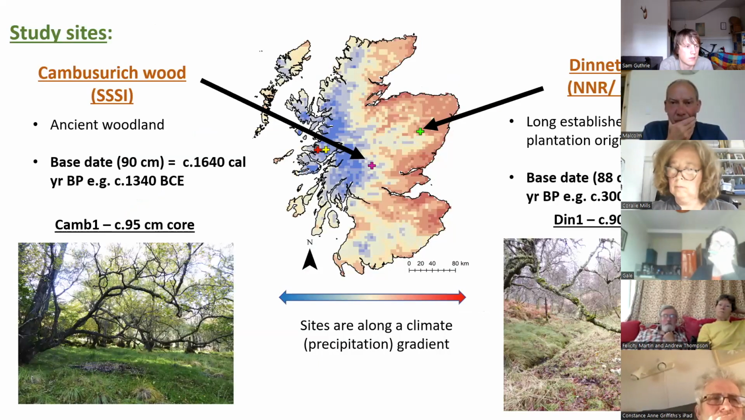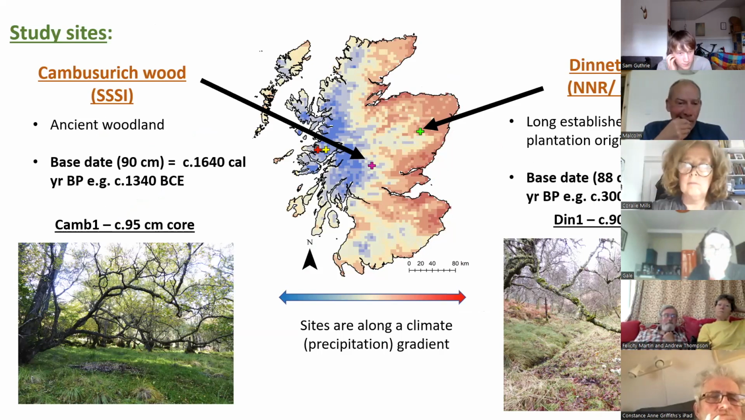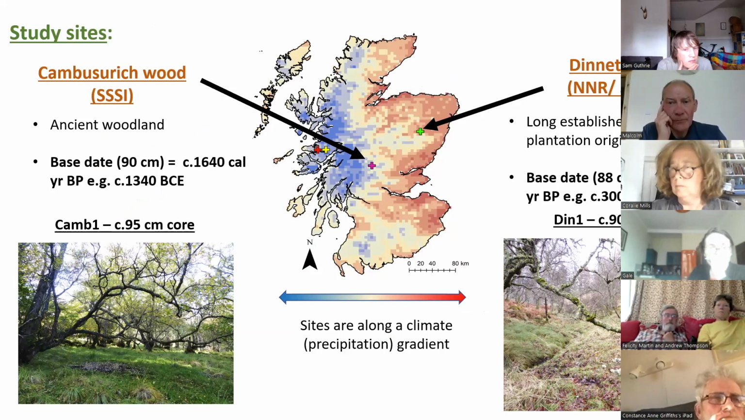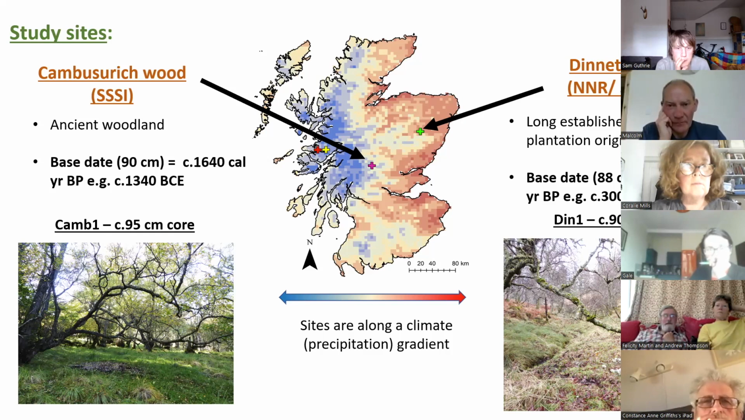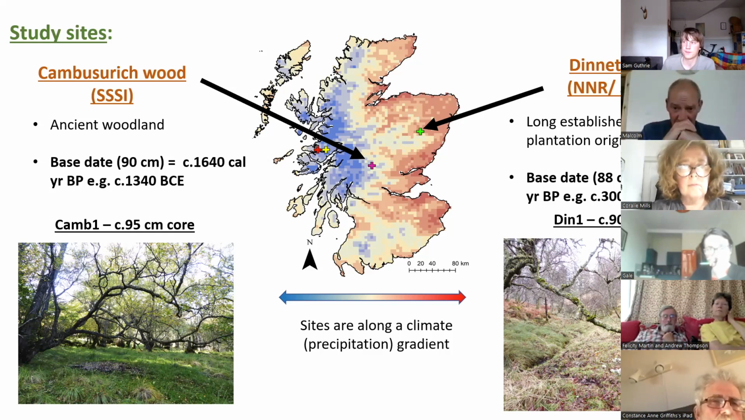The bits highlighted in bold here are the results of radiocarbon dating. This is just telling us the age of material from the very bottom of each of the peat sequences I've collected at these sites. So the base of Cambusurich Wood is placed in the Iron Age, and the base of Dinnet Oakwood is into the late Bronze Age. To set the scene, this is a time period when woodlands had already substantially declined in extent in Scotland, which is partially linked to climate changes and also due to agricultural developments.